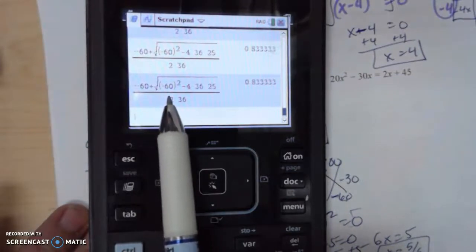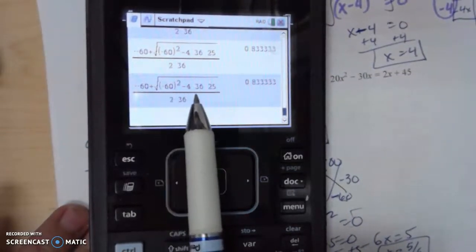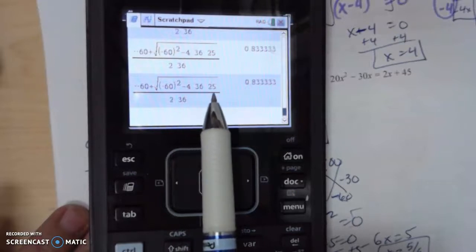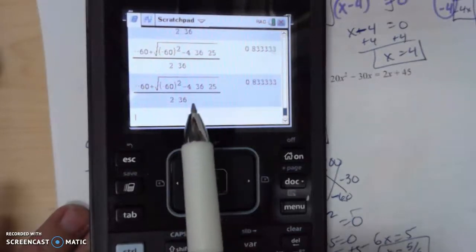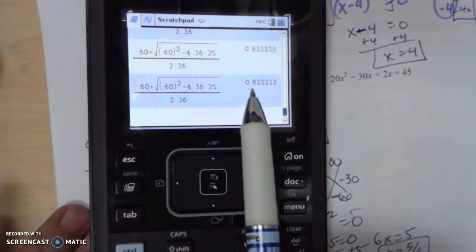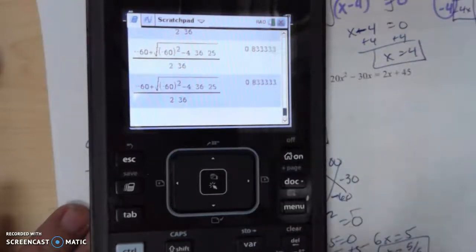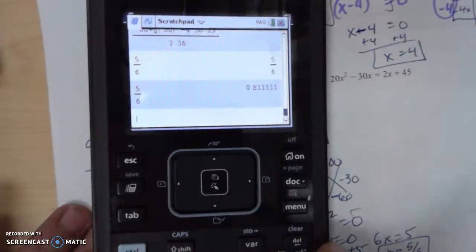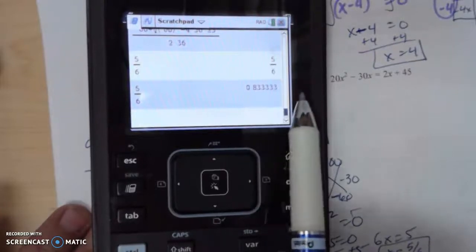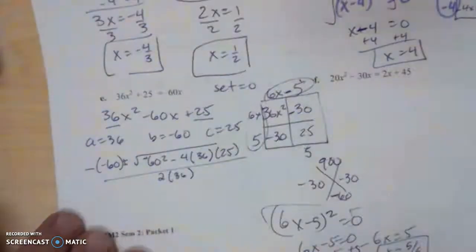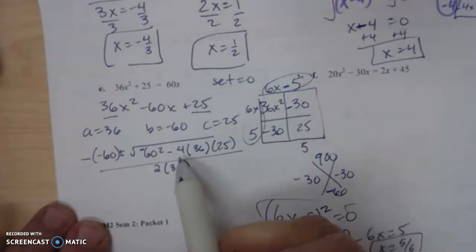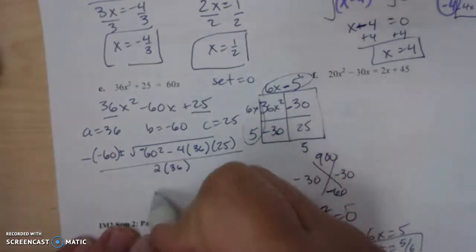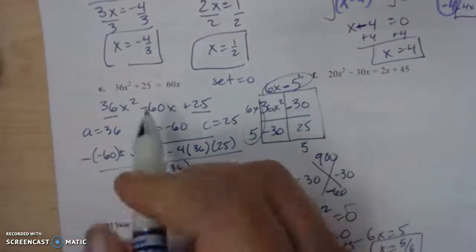Negative 60 plus or minus the square root of negative 60 squared minus 4 times a is 36, c is 25, divided by 2 times a, and I got 0.83333. But remember, the answer was 5 divided by 6 when I did it the other way. And 5 divided by 6 in the calculator is 0.83333. So the same thing.